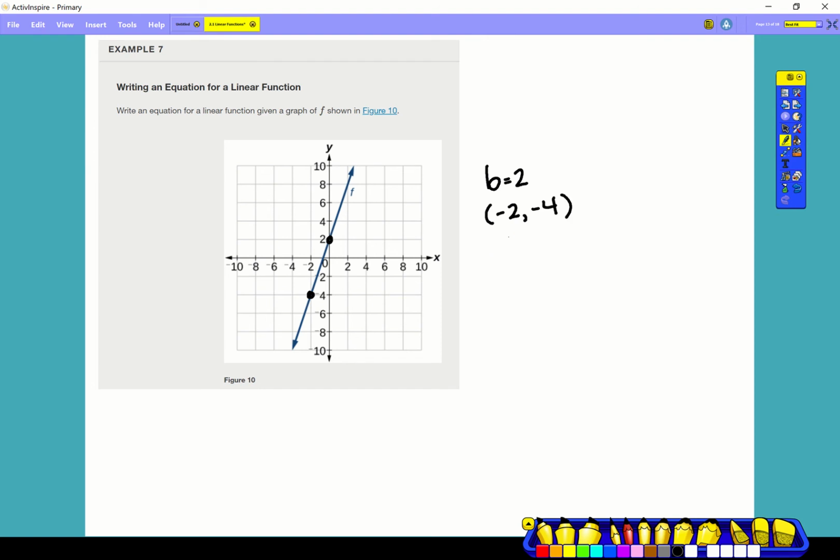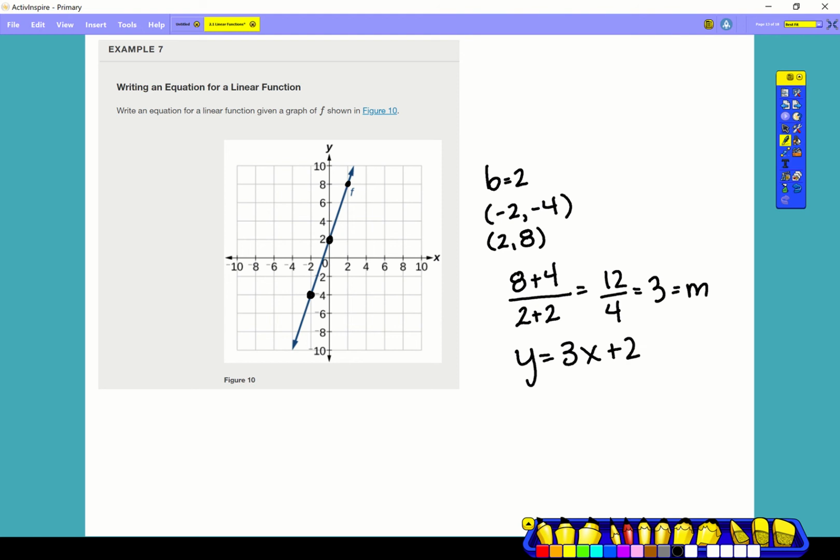And then, I need one more for my slope. We'll go with this one. 2, 8. So 8 minus negative 4 gives us a positive 12. 2 minus negative 2 gives us 2 plus 2. So our slope is 3. So we have y equals 3x plus 2.